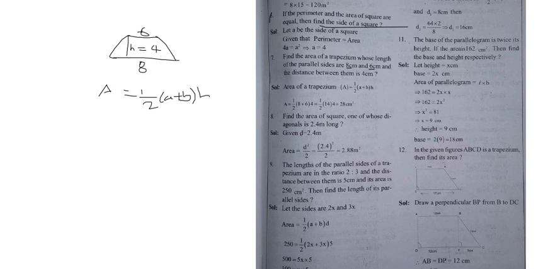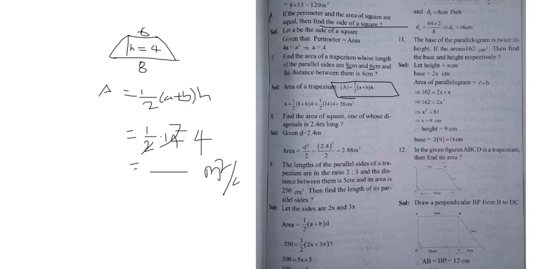My area is equal to half into a plus b. 8 plus 6 is how much? 14. And h value is 4. 2 1s are 2, 2 7s are 14, and 7 4s are how much? You know that. Area is always in meter squares or centimeter squares. Here the question is in centimeters, so you answer in centimeters only. So 7 4s are how much? You know that.